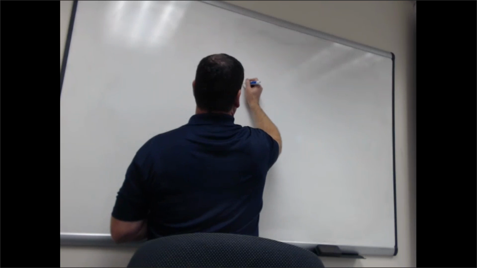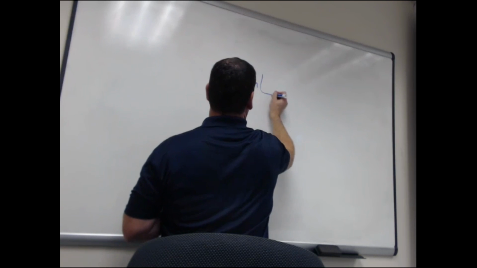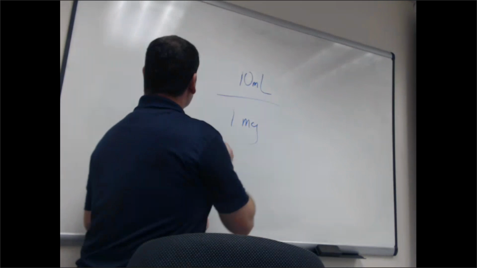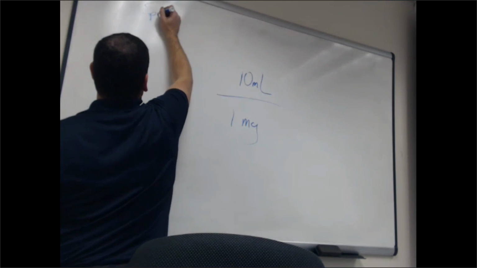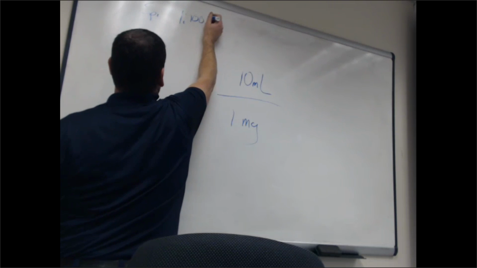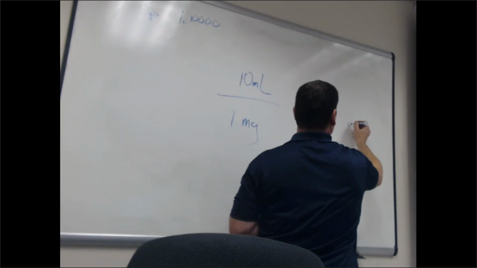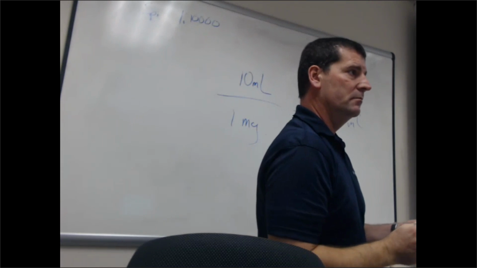What you got for me, Michelle? I have epi 1 to 10,000, 1 milligram. Okay. So you got the pre-filled vial. So you got 10 mils. You have 1 milligram. This is in our epi, 1 to 10,000. Okay. So how much do we give to an adult?